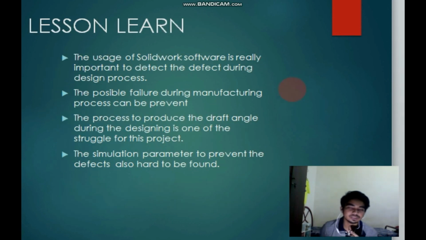This is the lesson learned from the study. First, the usage of SolidWorks software is really important to detect defects during the design process. The possible failure during the manufacturing process can be prevented. Third, the process to produce the draft angle during the designing is one of the struggles for this project. Then, the simulation parameters to prevent the defect are also hard to find. That's all. Thank you.